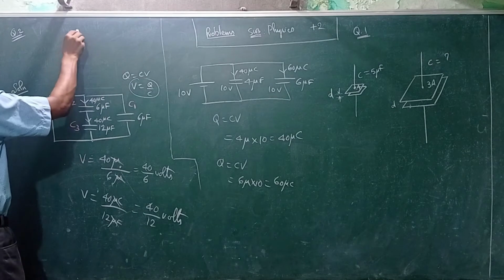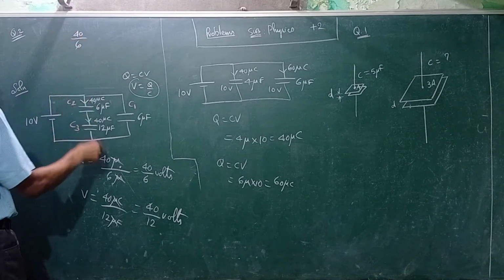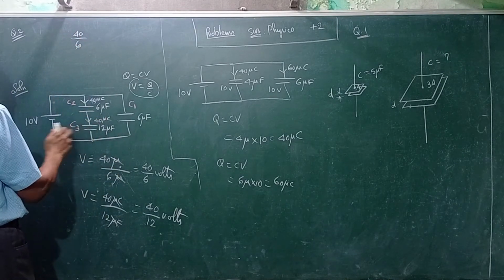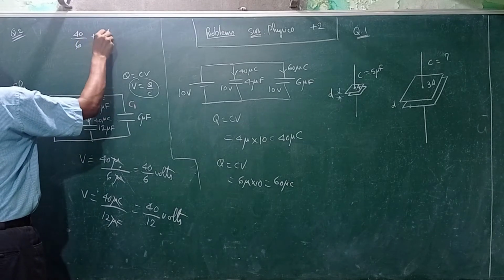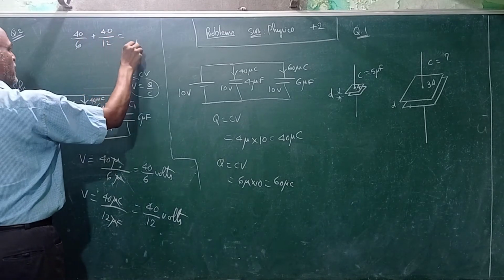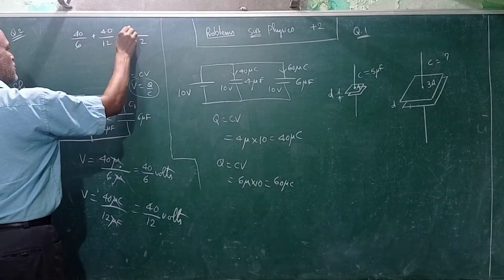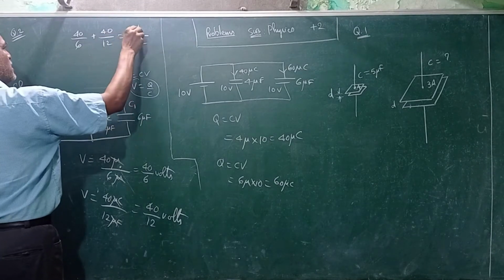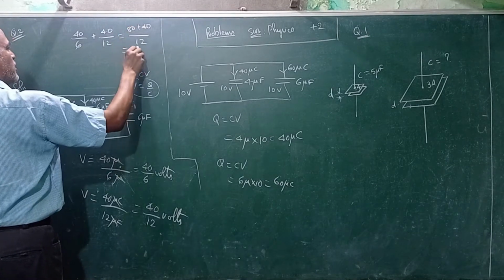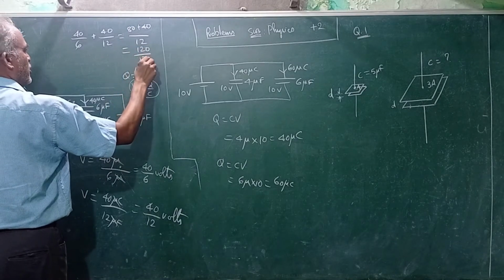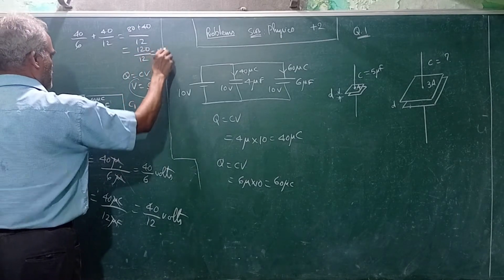Okay. Now 40 by 6 is the voltage drop here, and here it is 40 by 12. So the LCM is 12 twice, so this will become 80 and this is 40. 80 plus 40 is 120 divided by 12, which is 10 volts.